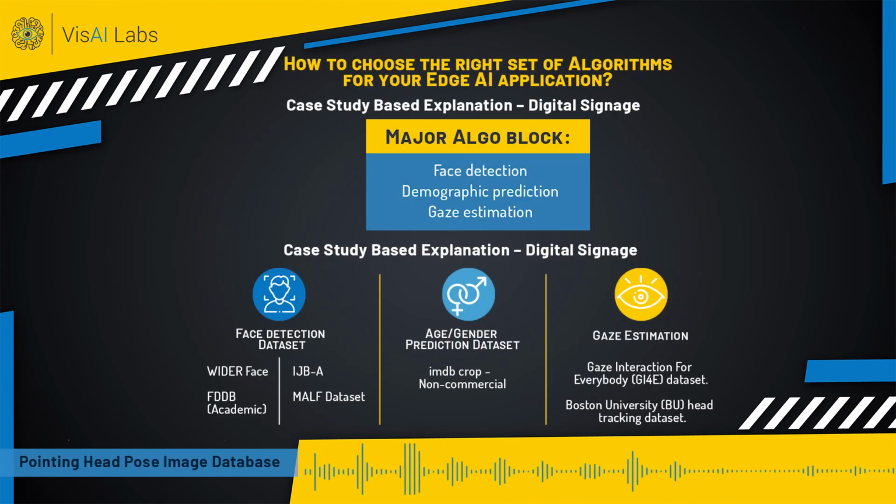This particular slide explains the digital signage application we developed. In the case of the digital signage application, we had to develop 3 different models to address face detection, age and gender prediction, and gaze estimation. This slide lists the different data sets that are available on the internet. A smart digital signage application needs privacy because it is placed in public and customers do not prefer to have their images on the system for privacy reasons.